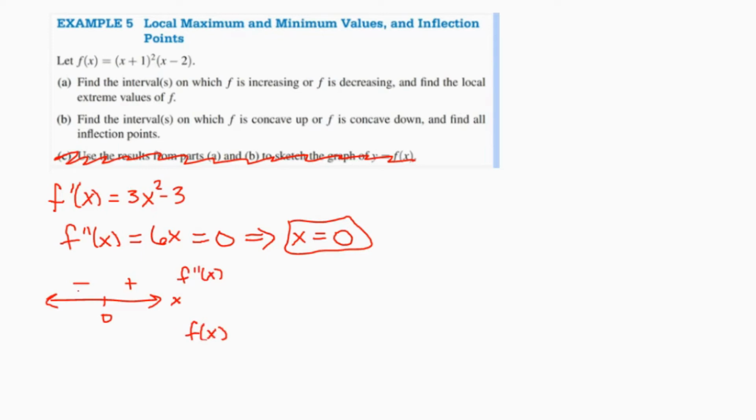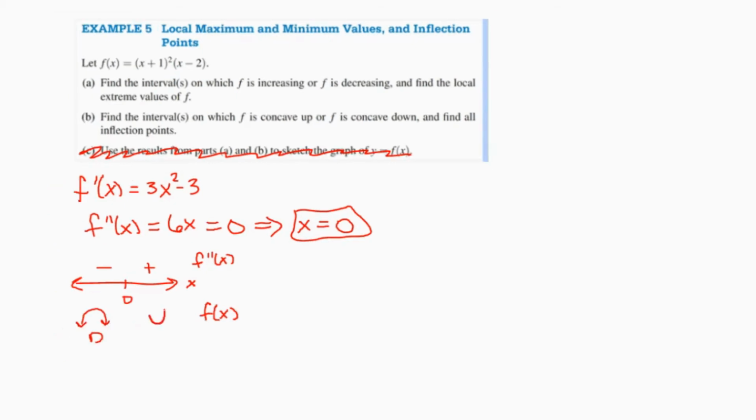So if my second derivative is negative, then that means that my graph is concave down. And when it's positive, we have concave up. Because the concavity did change from left to right, we can thus say that this is in fact an inflection point because the concavity did change. Inflection point is located at x equals 0, but let's figure out what the value of the function is at that location.